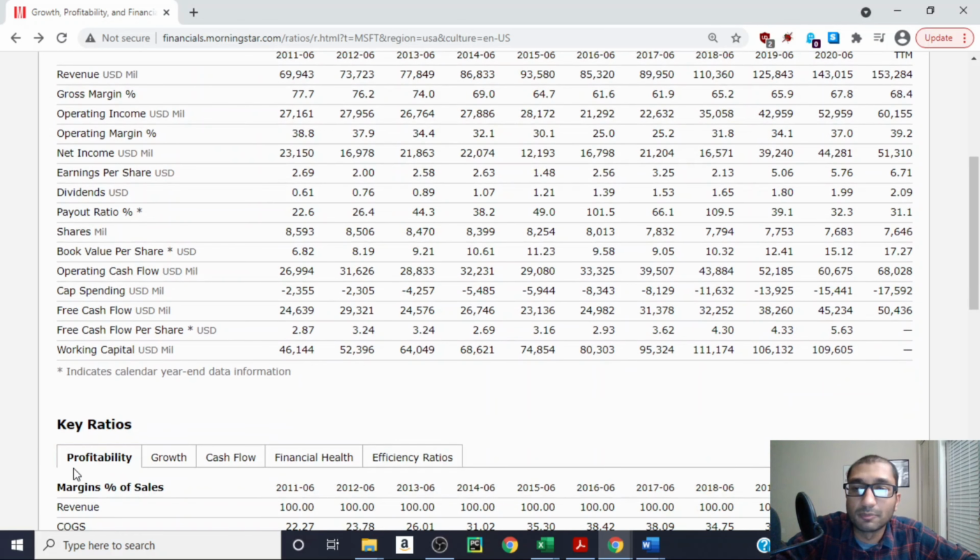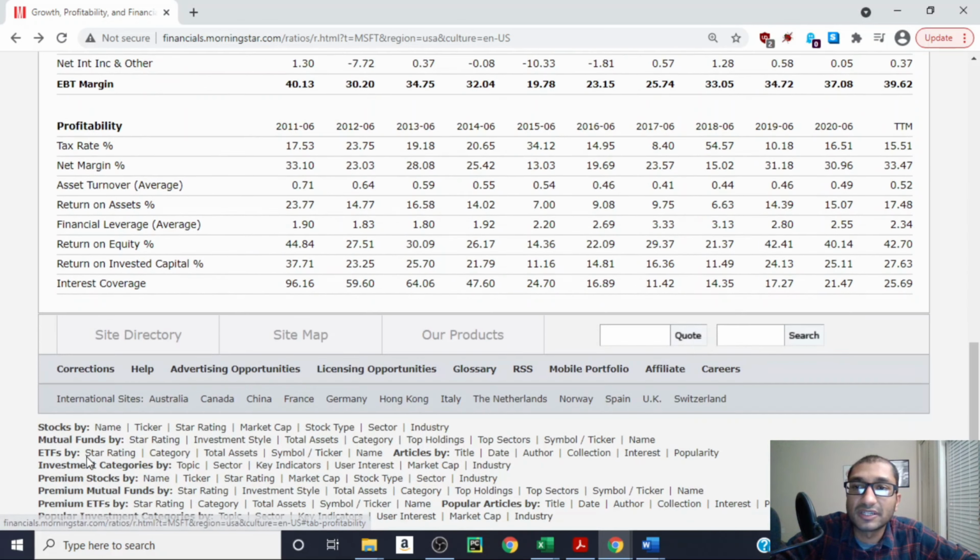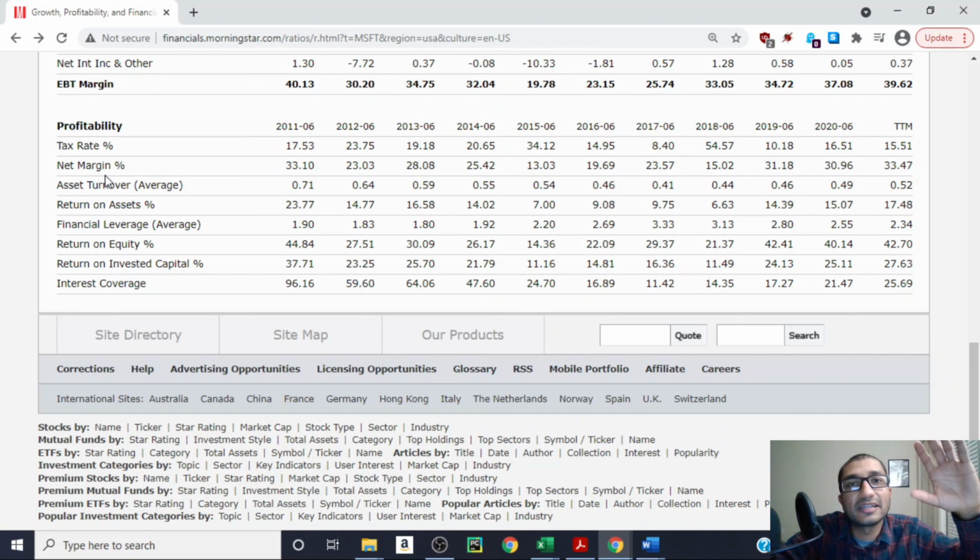Now let's look at the profitability of the company, focusing on the net margin. The net margin is the ratio of the company's bottom line to its top line, so it compares the company's net income to its revenue. Ideally, we want to see the company's net margin be high, and a high net margin indicates that the company has more money left over after it has paid for its expenses. Back in 2011, Microsoft's net margin was about 33.1%. For the year 2020, it was about 31%, and for the trailing 12 months, it's about 33.5%.